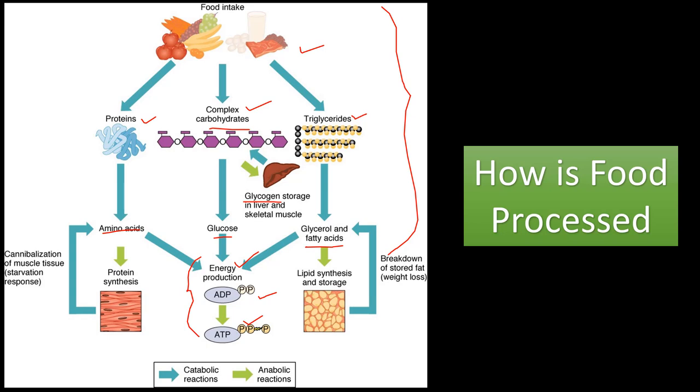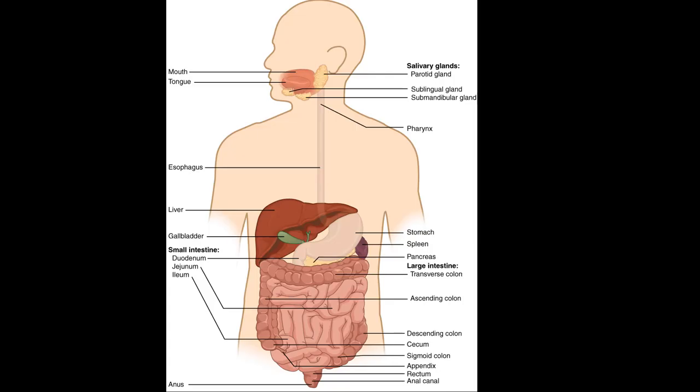Here also, you can see the process of catabolism and anabolism. As you can see here, all the blue lines are breakdown reactions, and these are called catabolic reactions. But again, you can see these structures: ADP to ATP, glycerol and fatty acids forming lipid synthesis, and the amino acids forming the proteins. These are the build-up reactions, and this is why they are called anabolic reactions.